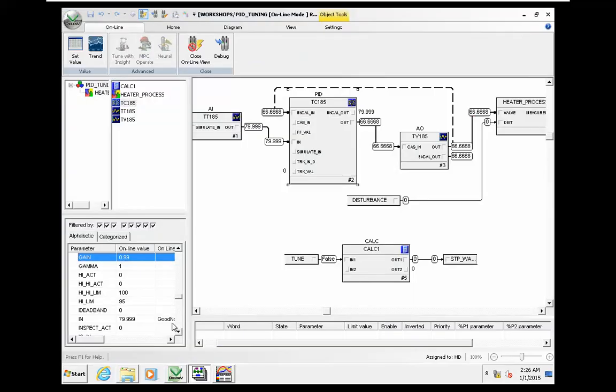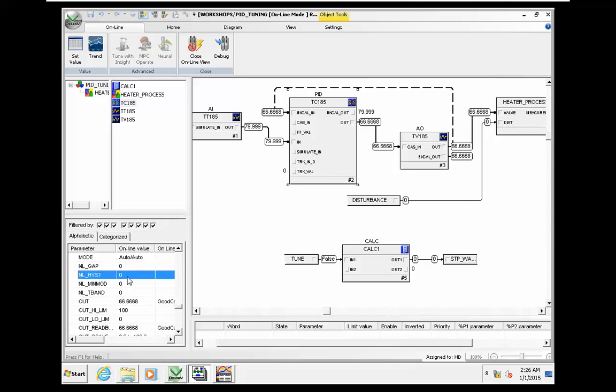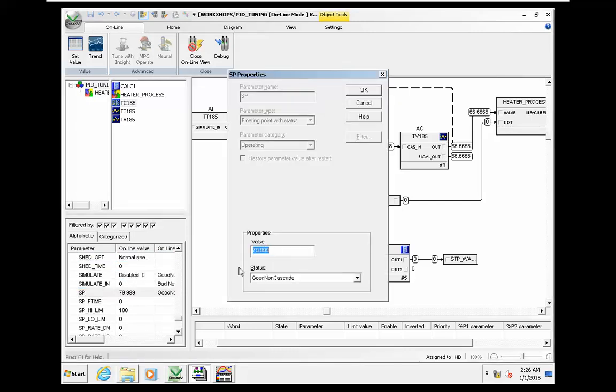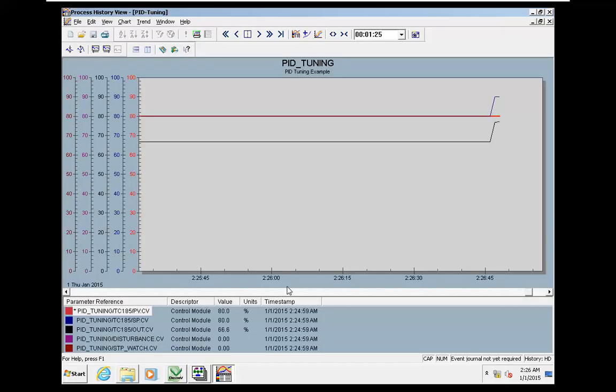We need to change the mode to automatic mode. Let me change the mode, and we apply a step change. Our set value is 80. I changed that to 90. And in this test, we will function test a very conservative PID parameters in DeltaV.